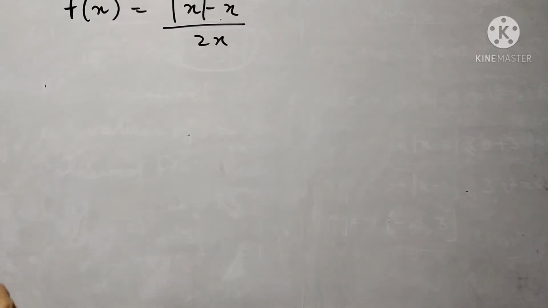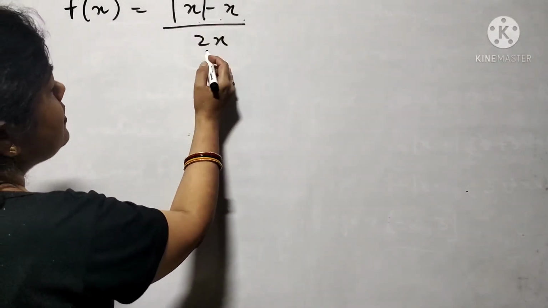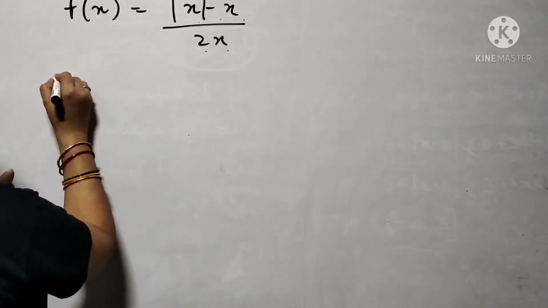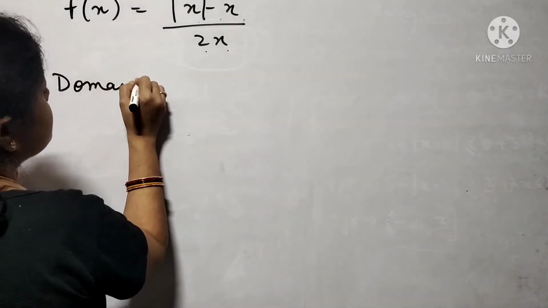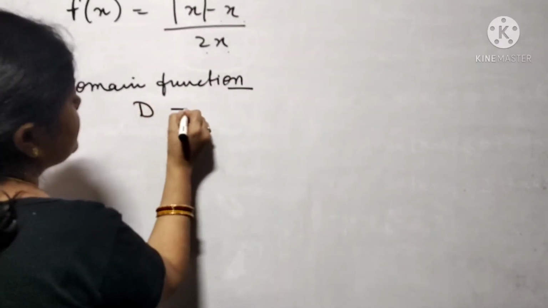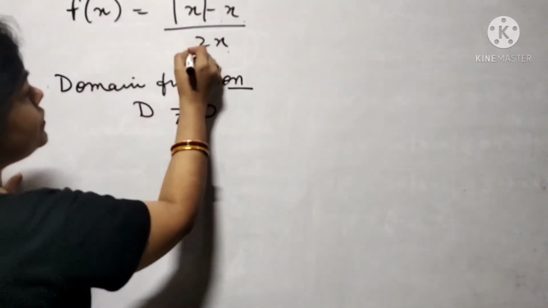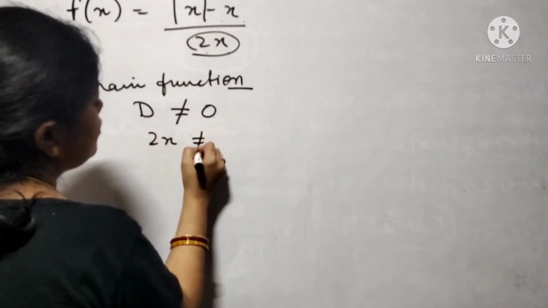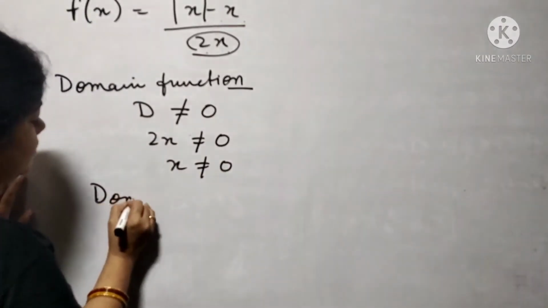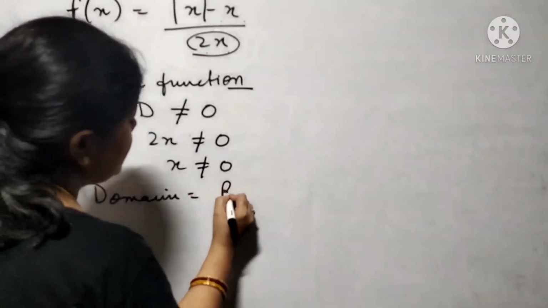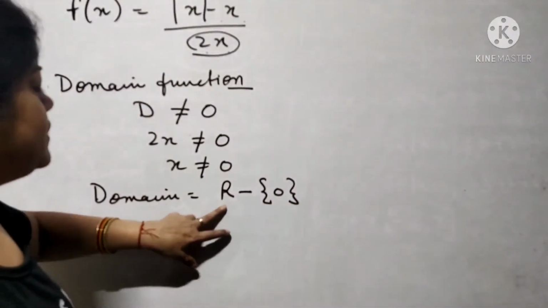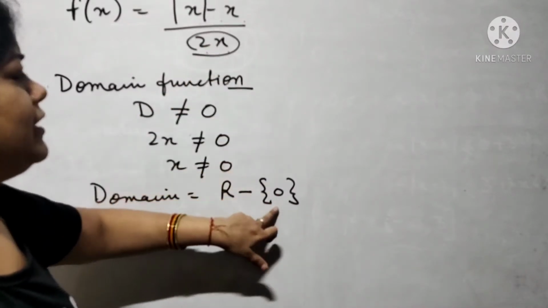Now if we have the function mod of x minus x upon 2x, and we have to find the domain and range for this function. For the domain of this function, the denominator must not be equal to 0. So 2x must not be equal to 0, that is x not equal to 0. So domain is equal to real numbers minus 0. When one element should not be there, then we write real numbers minus that element.